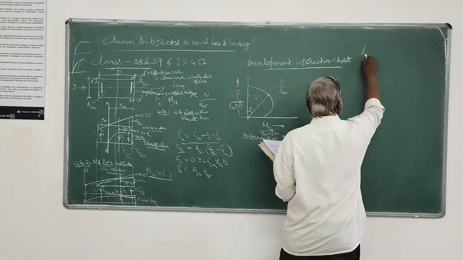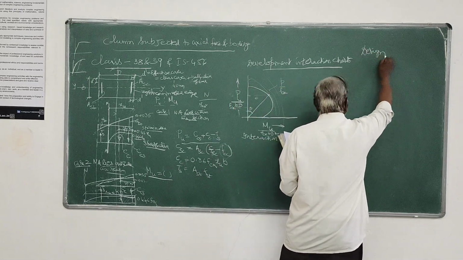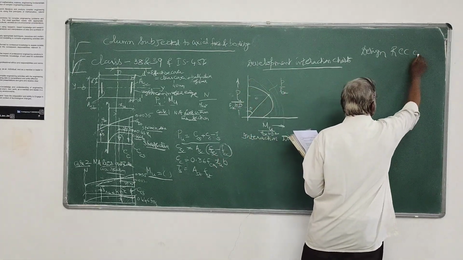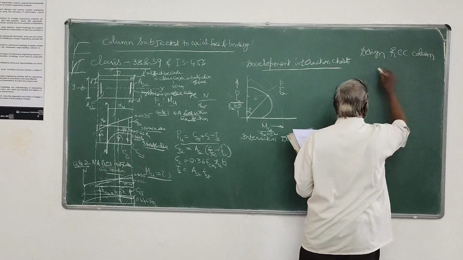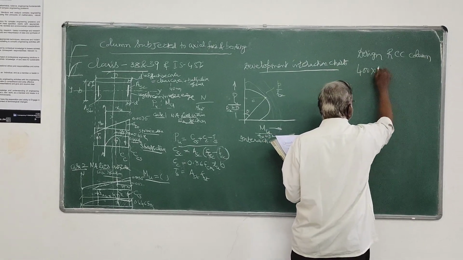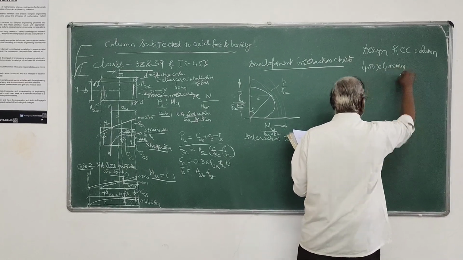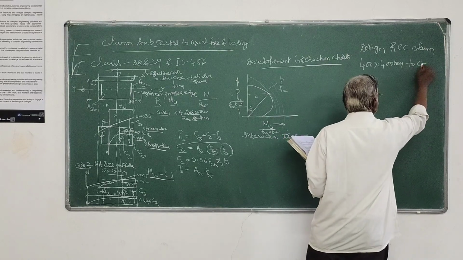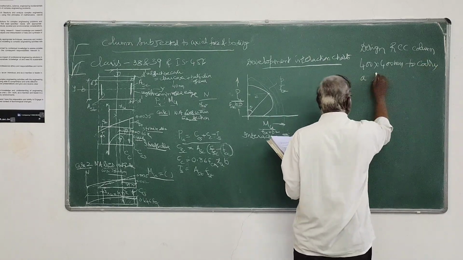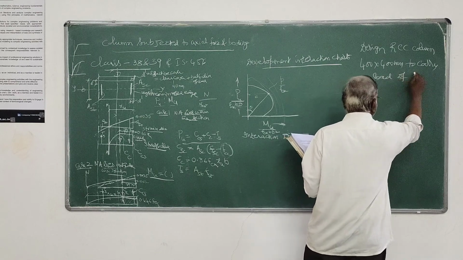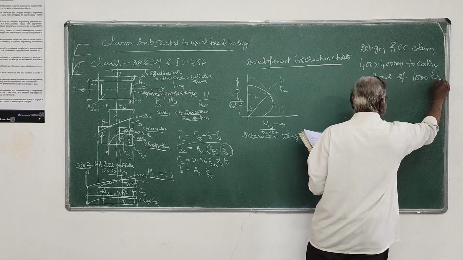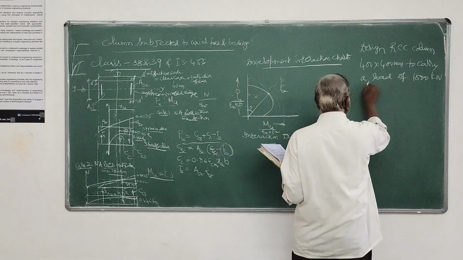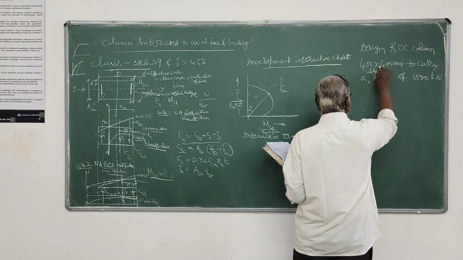Design RCC column. The section is given 400 by 400 mm to carry a load of 1000 kilonewtons, ultimate load.